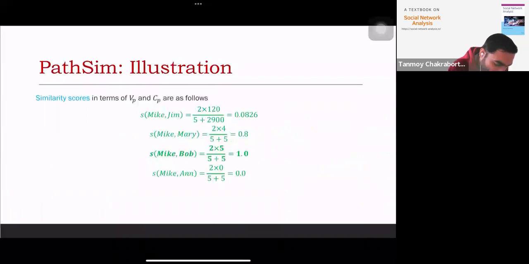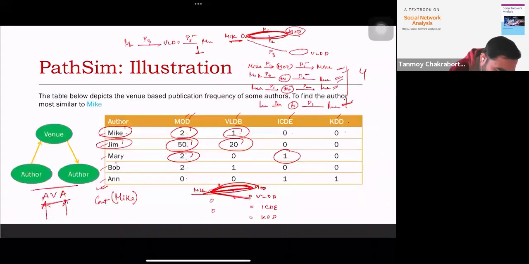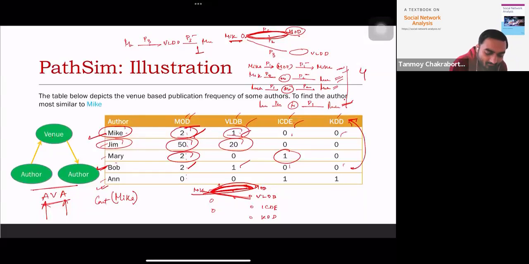Okay. So now I measured the similarity between Mike and Jim, which is this one. Mike and Mary, say this one. Mike and Bob, 1. Mike and Anne, this is 0. So I say that Bob is similar to Mike in terms of publications. Now let's look at whether this also goes with our intuition. So Mike and Bob, you see the pattern 2 2 in conference mod, 1 1 in conference VLDB, 0 0 ICD, 0 0 KDD. The pattern is same.